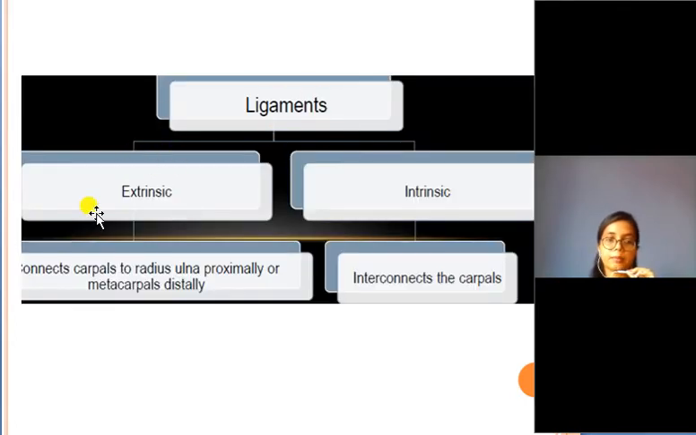Now, the ligaments are further divided into extrinsic and intrinsic. As the name suggests, the extrinsic ligaments connect the radius and ulna to the metacarpals. They run from the outer structure of the joints formed by the distal end of radius and ulna to the metacarpals. The intrinsic ligaments connect the carpals to each other, that is, interconnecting the carpal bones.